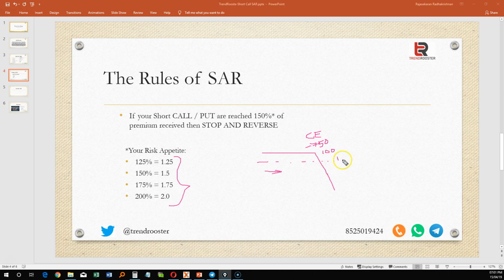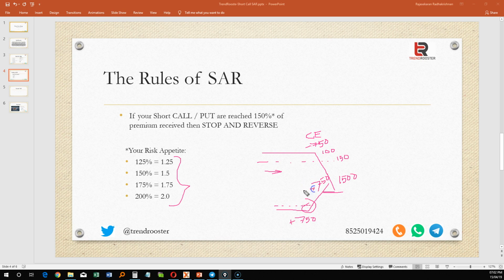So the moment it reaches 150 premium, which is a 50% increase over what I received, I will place an order of 1500 quantity, buying the call option. It becomes a long call, and 50% is already recovered. Then you can sell another call, which is 1 or 2 strikes away. You can sell the call again, another 750 quantity here. So this will be a plus.